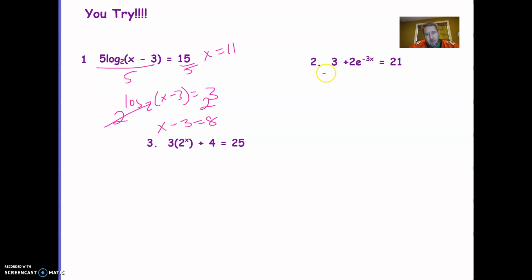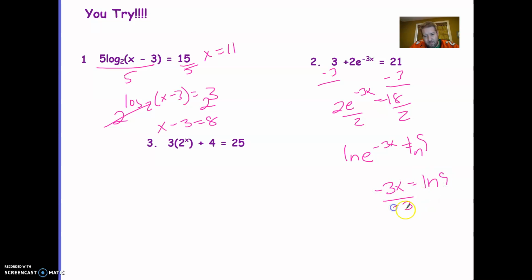3 times 5 is 15. It works. Subtract 3 from both sides, you get 2e to the negative 3x equals 18. Divide by 2, you get e to the negative 3x equals 9. Natural log of both sides, and you got negative 3x equals natural log of 9, and divide by negative 3. So x is negative 1/3 natural log of 9.